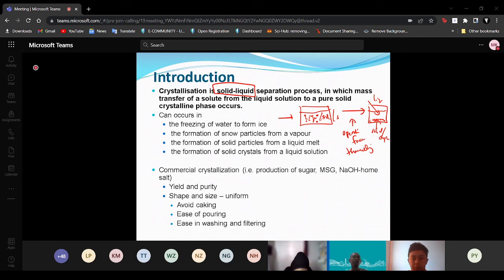But now you have a liquid form with solute that can become solid crystal thermodynamically later on, if you change something. Then you want to separate it. All right, so how can this occur? For example, the freezing of water into ice. A simple example, freezing of water into ice.